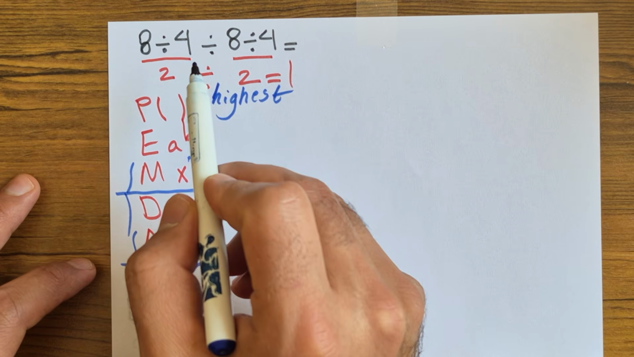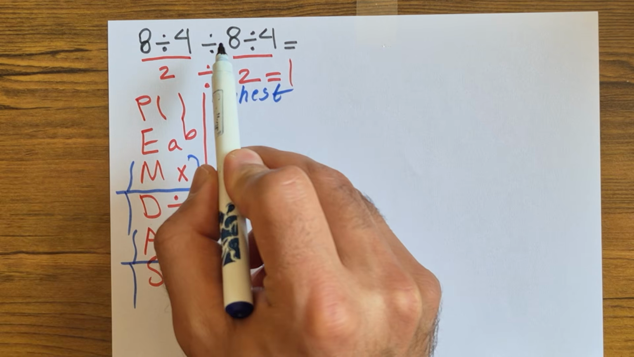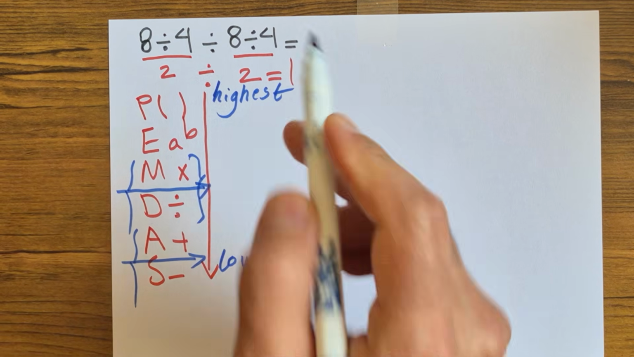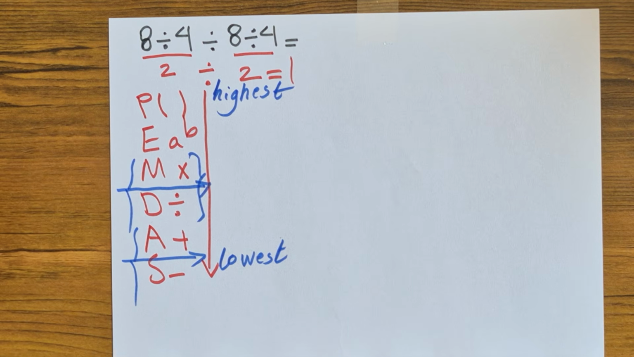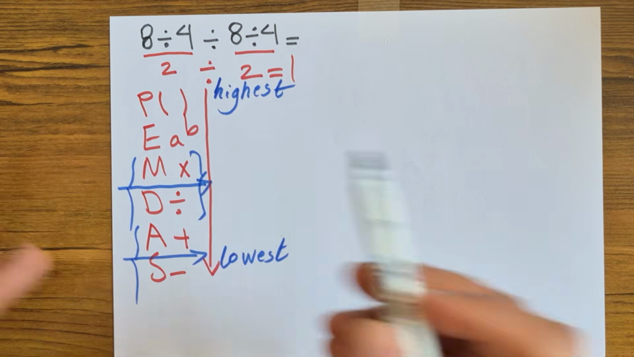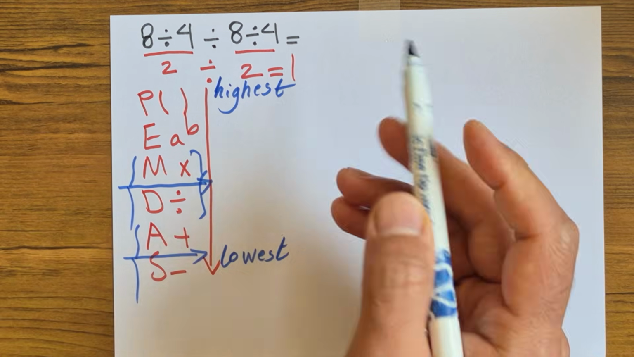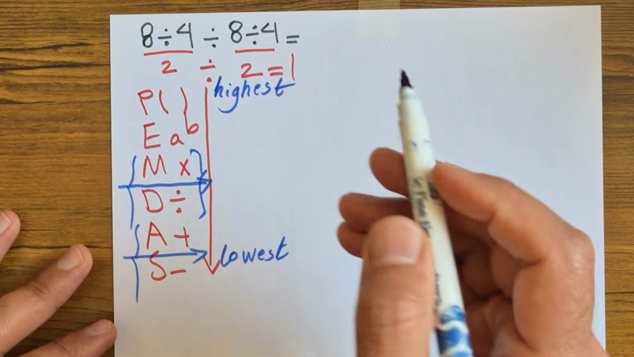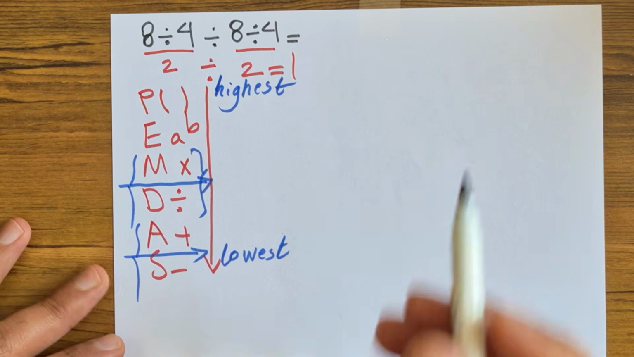Let's revisit now our original problem. So 8 divided by 4 divided by 8 divided by 4. It is just a bunch of division. So because it is just division, go from left to right. No parentheses, no exponents, just division. We must go from left to right.